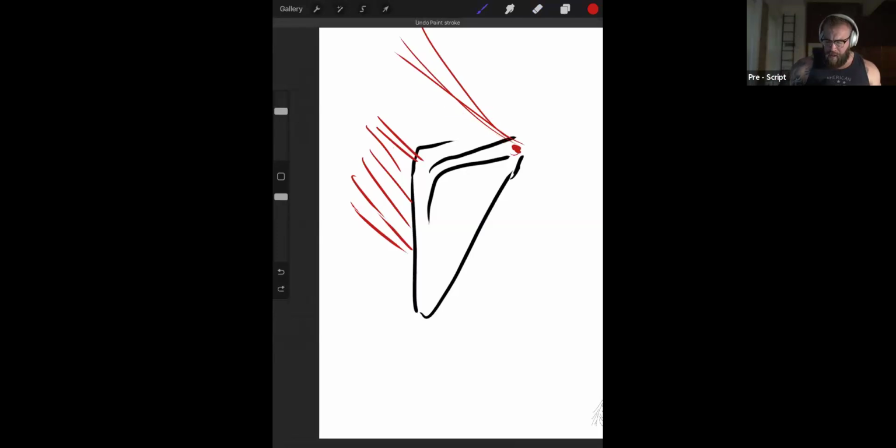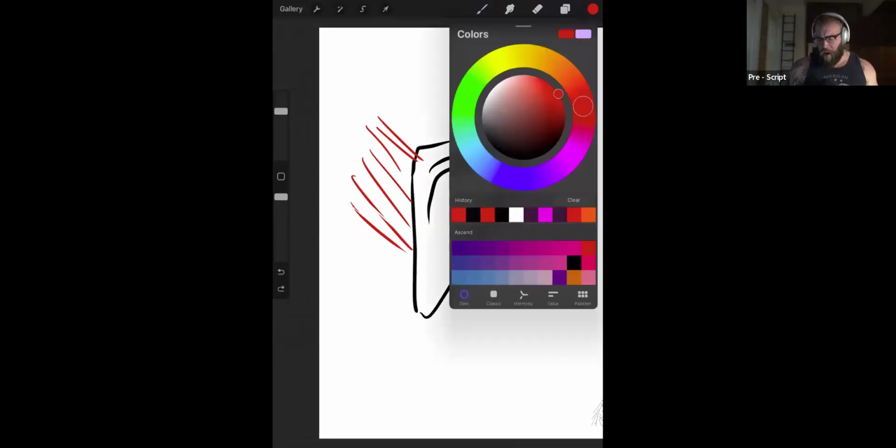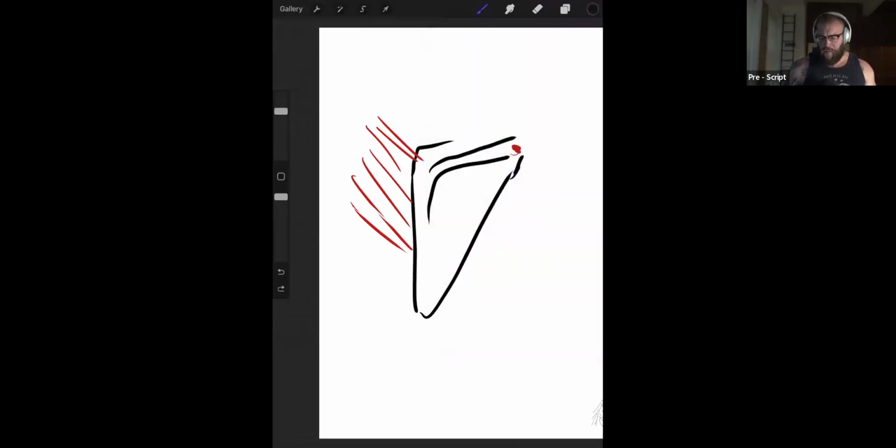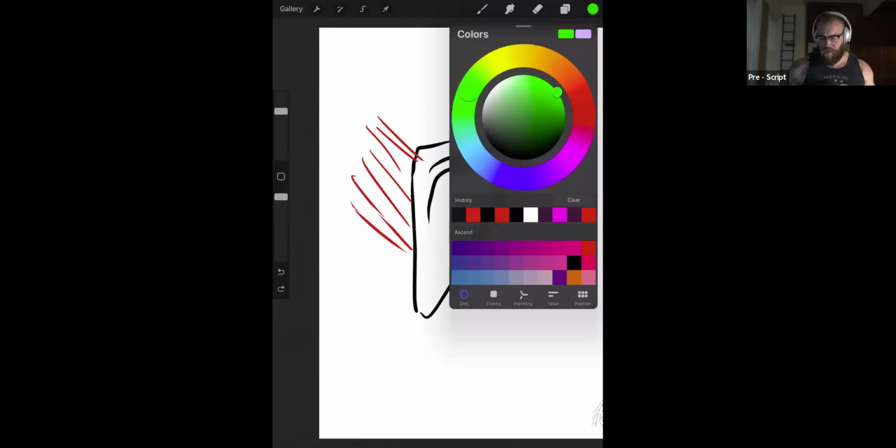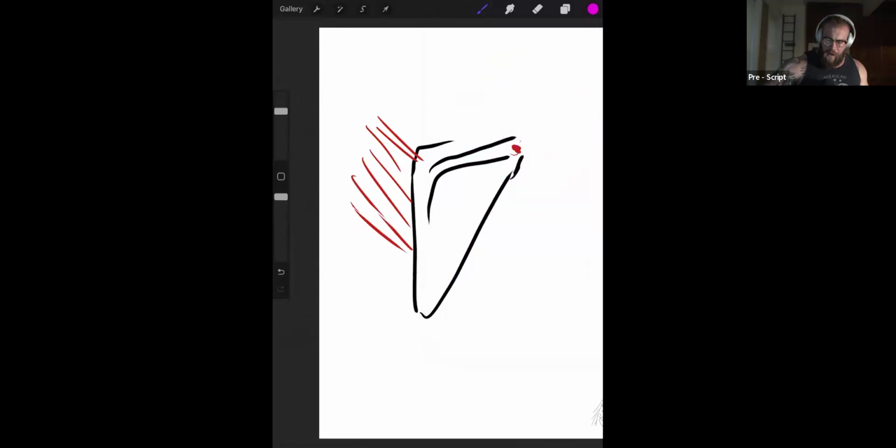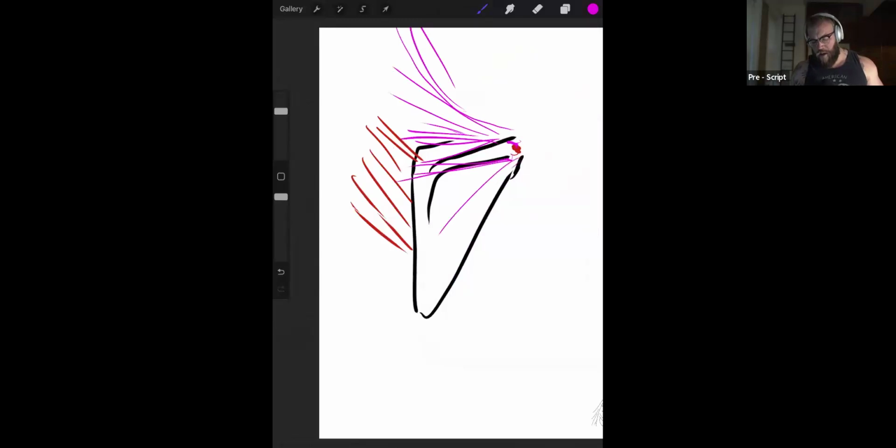Actually, let's color code this. Let's make this fun, shall we? All right, let's make the traps purple. Traps are going to go from the spine of the scap, where the acromion process is, and they're going to have some fibers that come up, some horizontal fibers that go straight across, and these low fibers that go down. So traps can break up into three components.